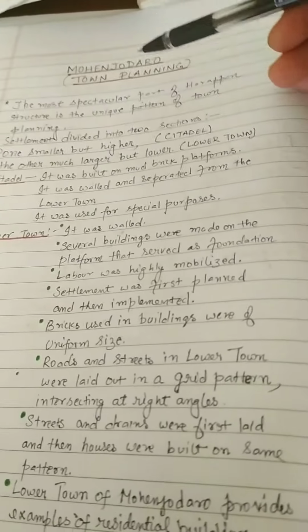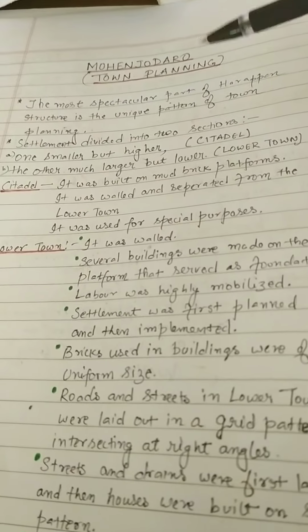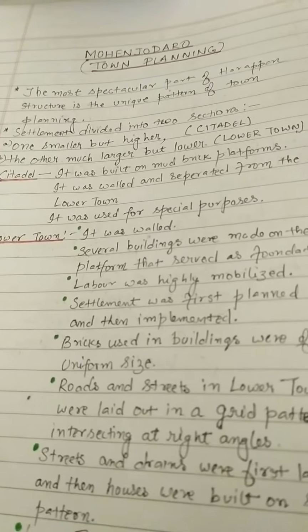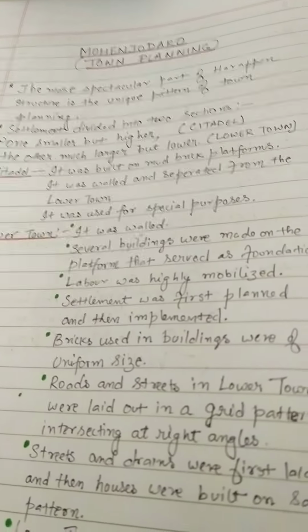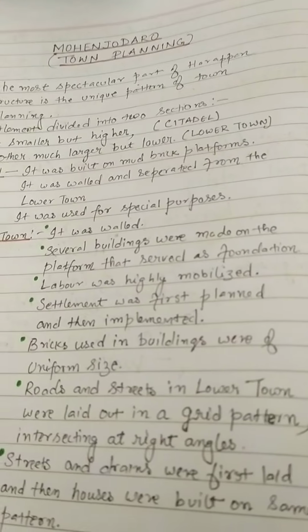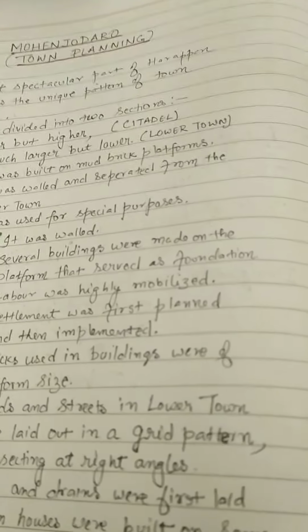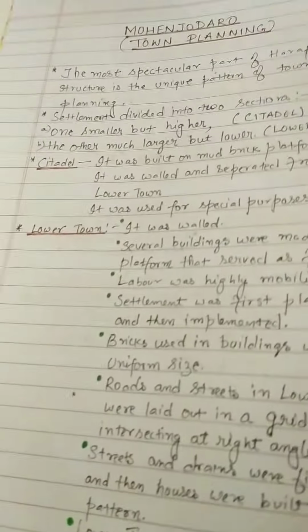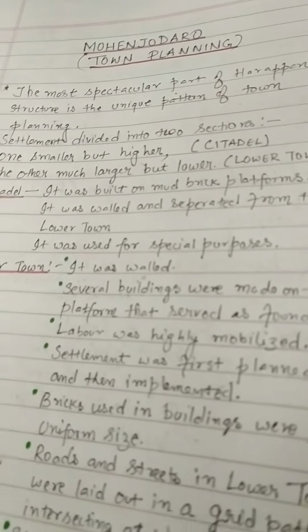Now here I have the summary of the town planning, and this, as I said, is the heart of the chapter and it's very, very crucial for your board exams, depending on the types of question asked, whether it's an objective, a 3 marks question or an 8 marks question. So let's start. Now, Mohenjo-daro, town planning.